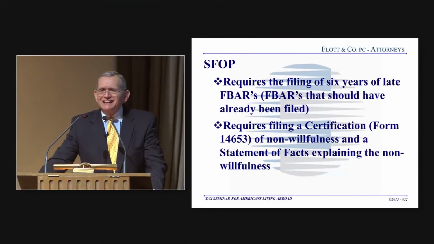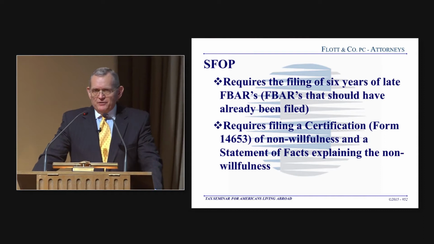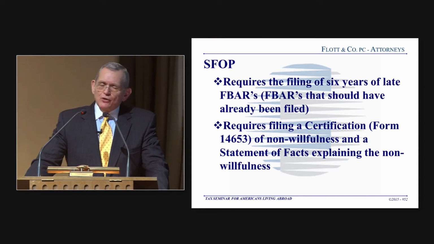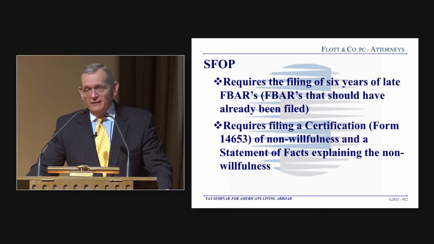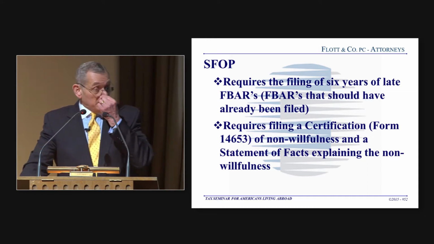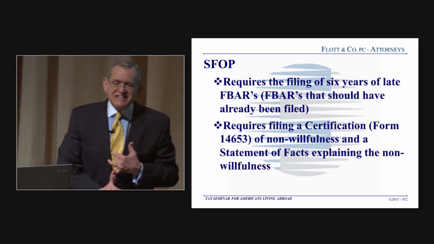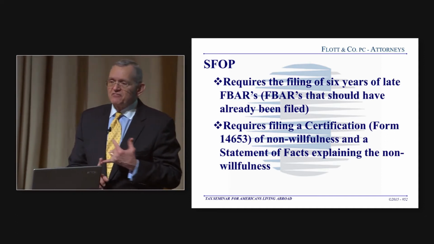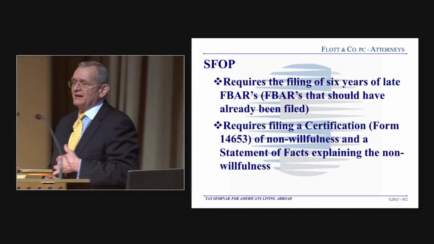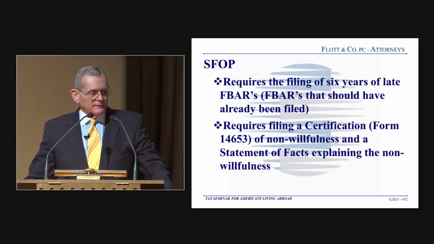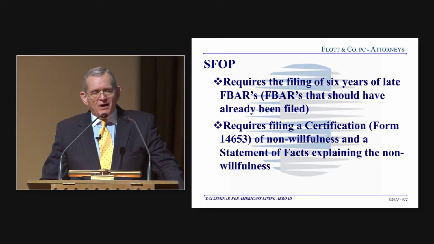It requires the filing of 6 years of late FBARs, FBARs that should have already been filed. I really don't know why they kept that 6-year limit in, and I can't get a good answer, but they've kept the 6-year limit in. So if you're doing the math again, 2008, 9, 10, 11, 12, and 13 are all late. They should have been filed already. So to file an SFOP, you're going to file 6 years of FBARs. It also requires the filing of a certificate of non-willfulness.